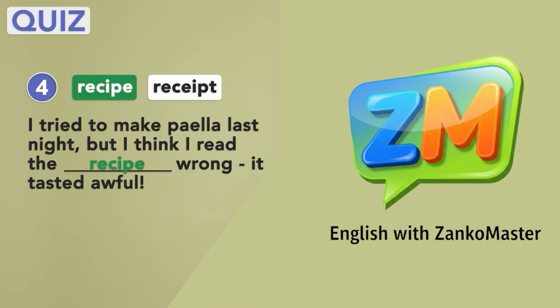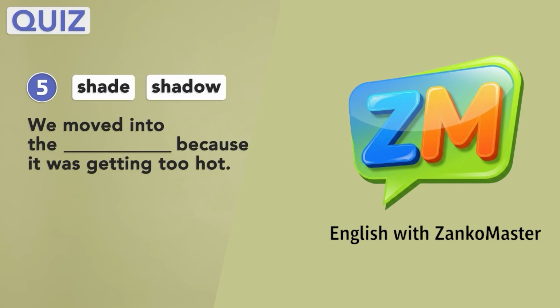And our final question, number 5. We moved into the because it was getting too hot. Is it shade or shadow? It should be shade. You're moving into the cool, darker area.